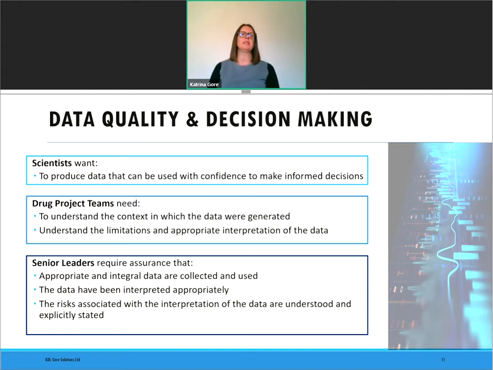If you focus in more on the data quality and decision making, the scientists who are creating, running and owning those assays want to produce data that can be used with confidence to make informed decisions. The next level up are the drug project teams, and they need to understand the context in which the data were generated so they can understand limitations and have an appropriate interpretation of the data. And then the next level up are senior leaders who require assurance that appropriate and integral data are collected and used, and the data have been interpreted appropriately, that the risks associated with the interpretation of the data are understood and explicitly stated.